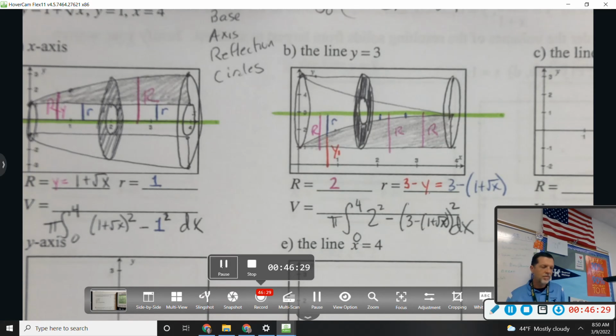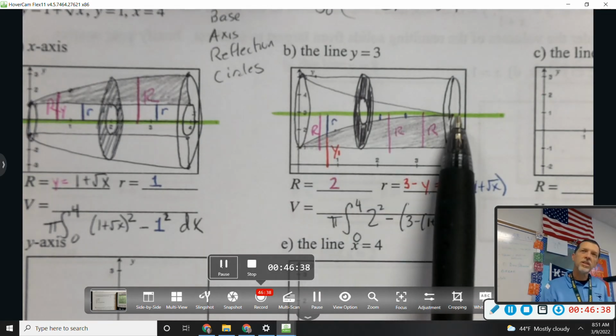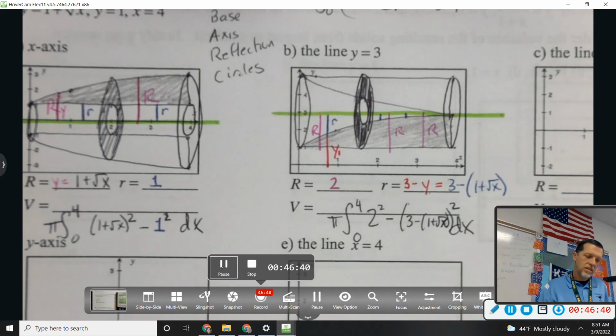Oh, did I mess that up? No, I think it's 0 to 4. My washers are stacked up from 0 to 4, because they gave us x equals 4. Right, because they told us to stop at x equals 4.